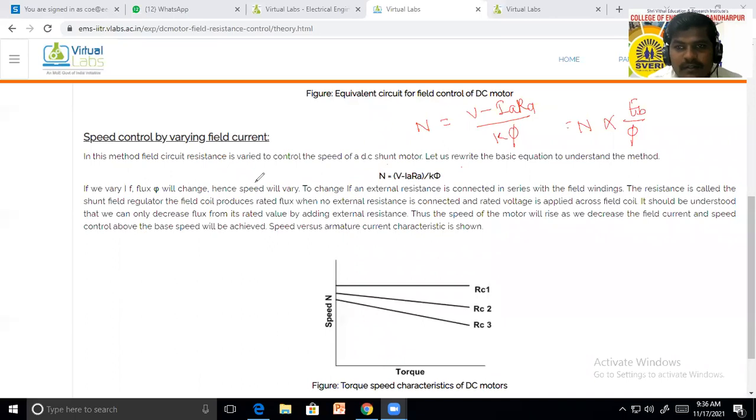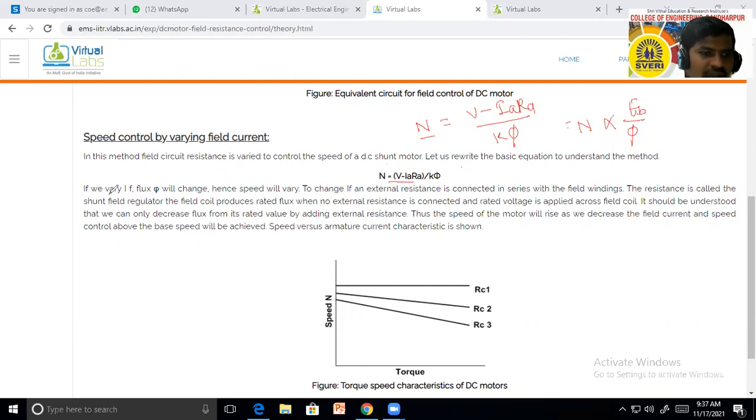Okay, sorry for the interruption. So see, the speed control by varying the field current. We are seeing this speed control by varying the field current. So in that, I have told the equation, that is N equals terminal voltage V minus IA RA drop divided by K phi, and so N is directly proportional to Eb divided by phi. Okay, so this is one of the equations.